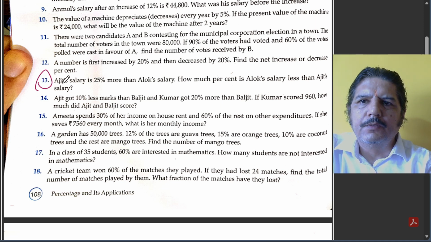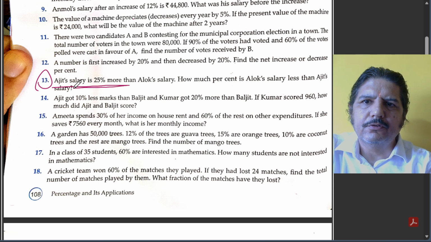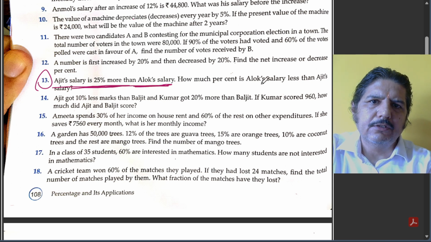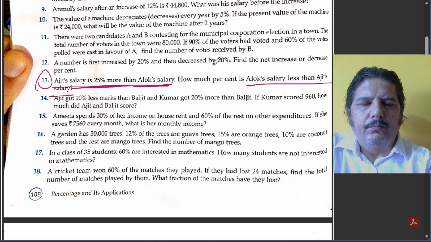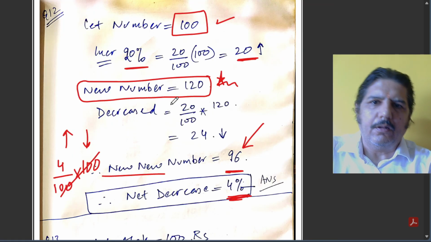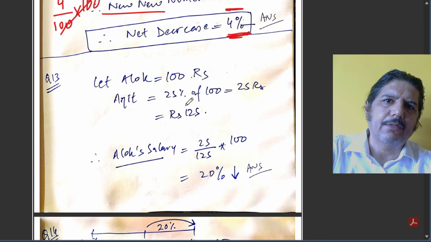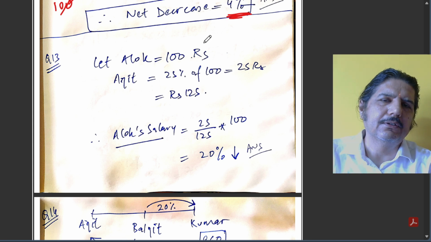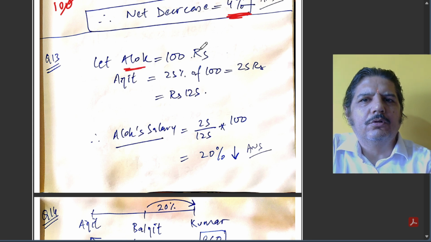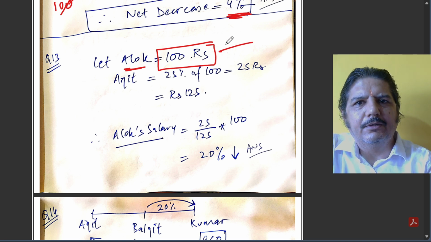Question number 13. Ajit's salary is 25% more than Alok's salary. How much percent is Alok's salary less than Ajit's salary? Again, this is a question which can be done by the X method also, but usually these kind of questions are easier to do by assuming Alok's salary to be 100. So you assume that Alok's salary is 100.